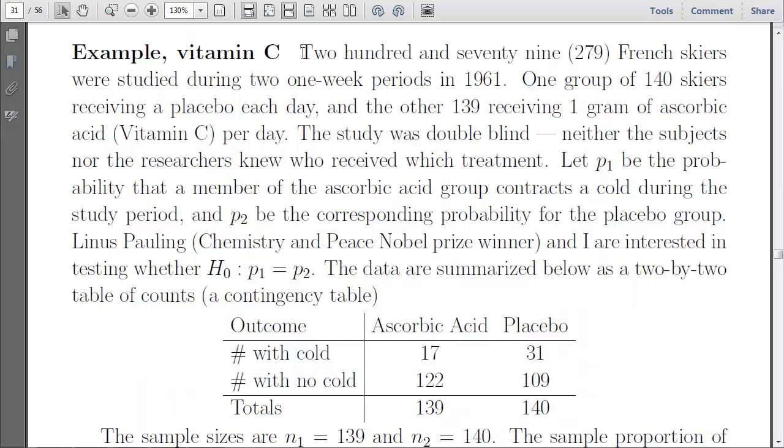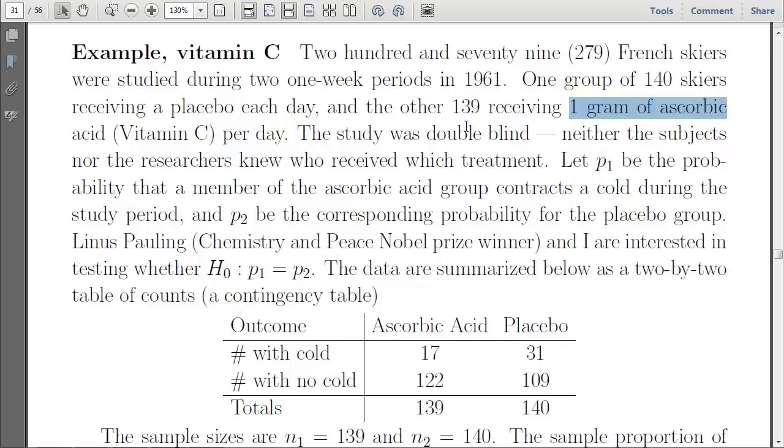So here is a study of 279 French skiers who were studied during two one-week periods in 1961. One group of 140 skiers received a placebo each day that they went skiing, and the other 139, probably there were 140 each, and then maybe one person skied into a tree or something like that. The other group got 1 gram of ascorbic acid, which is vitamin C, each day.